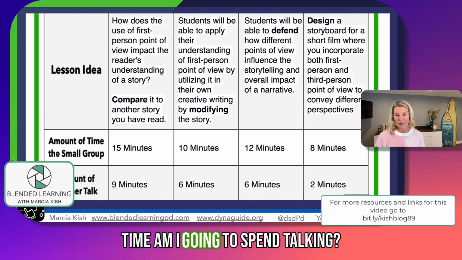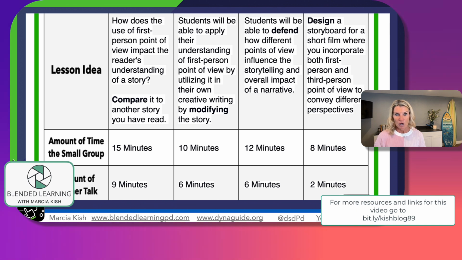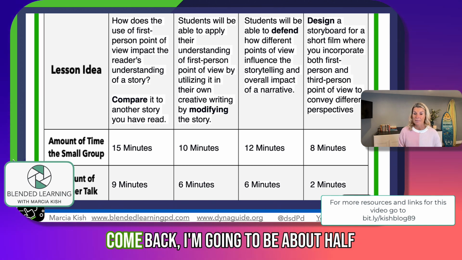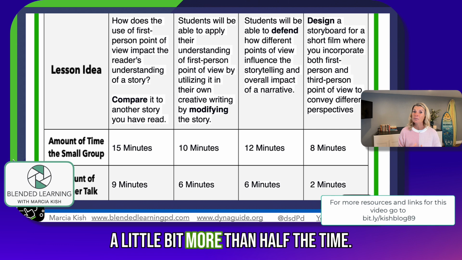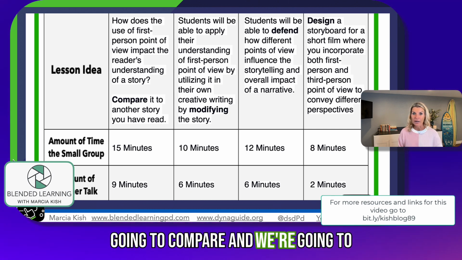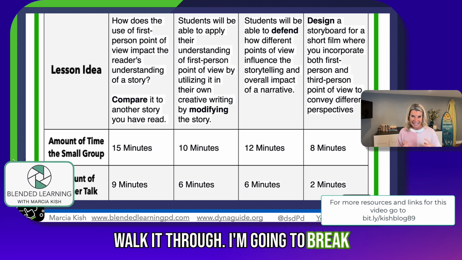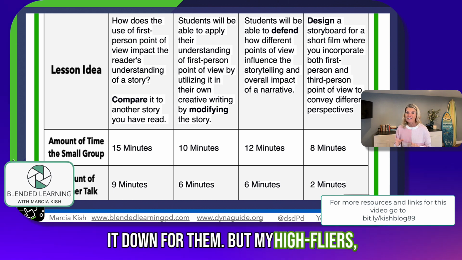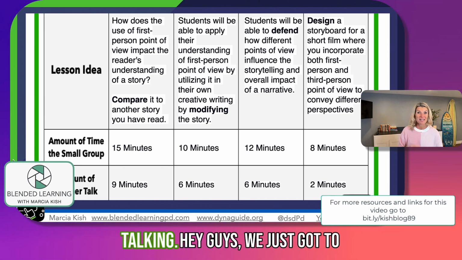How much time am I going to spend talking? So when my struggling students come back, I'm going to be talking a little bit more than half the time. I'm going to be explaining and we're going to compare and we're going to walk it through. I'm going to break it down for them. But my high flyers, I'm going to spend 2 minutes talking.